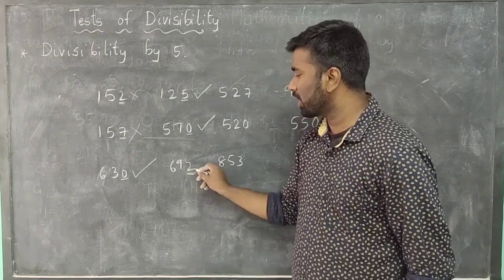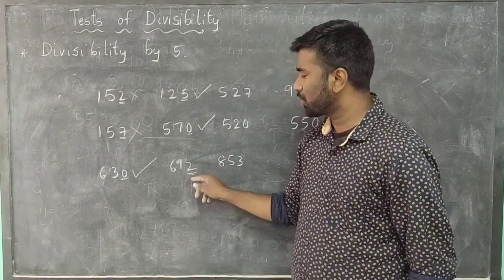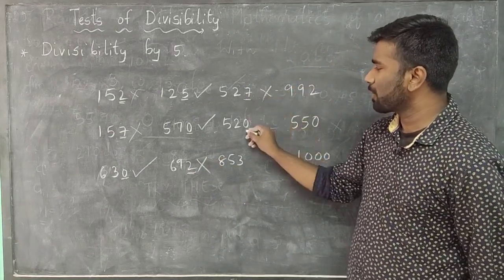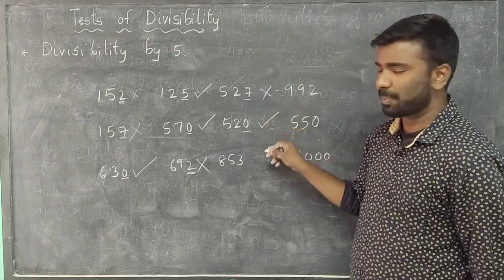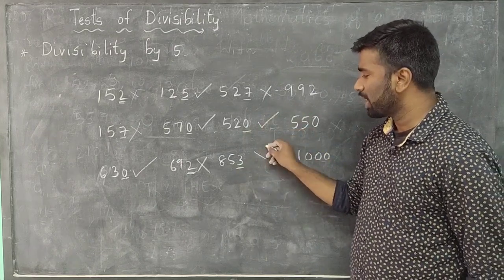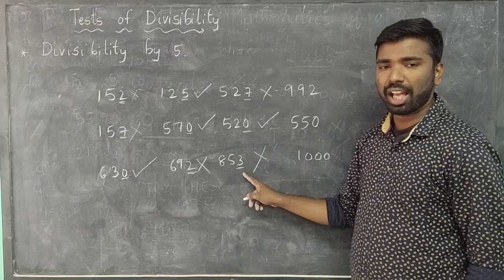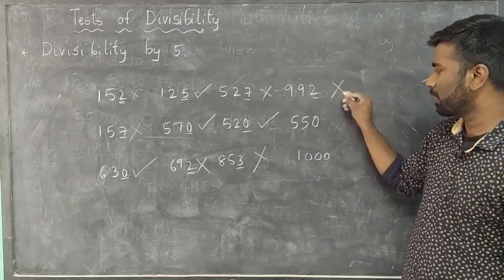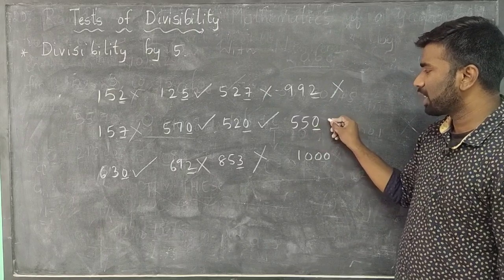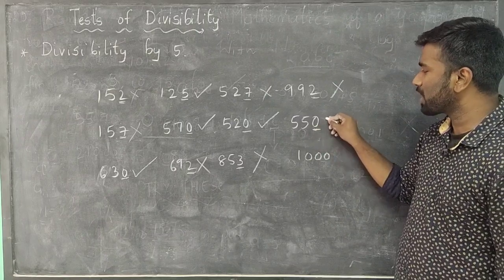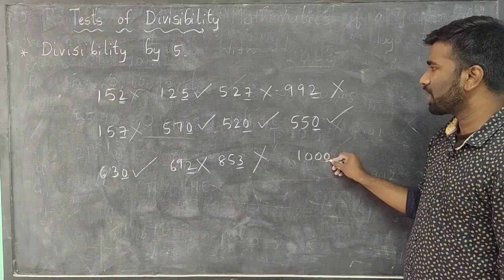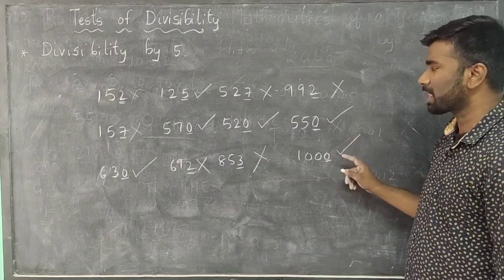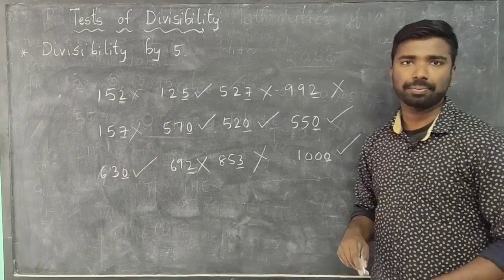In case of this number, the number is ending with 2. That means it is not divisible. In case of this number, it is not divisible. In case of this number, it is divisible. In case of this number, it is not divisible because we don't have 0 or 5. In case of this number, it is not divisible. In case of this number, it is divisible because in the unit place we have 0. In place of this number, we have 0 in the unit place. That means it is completely divisible by 5.